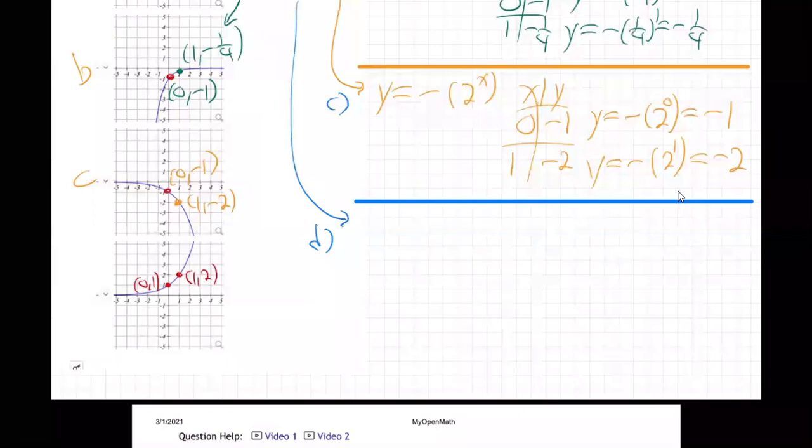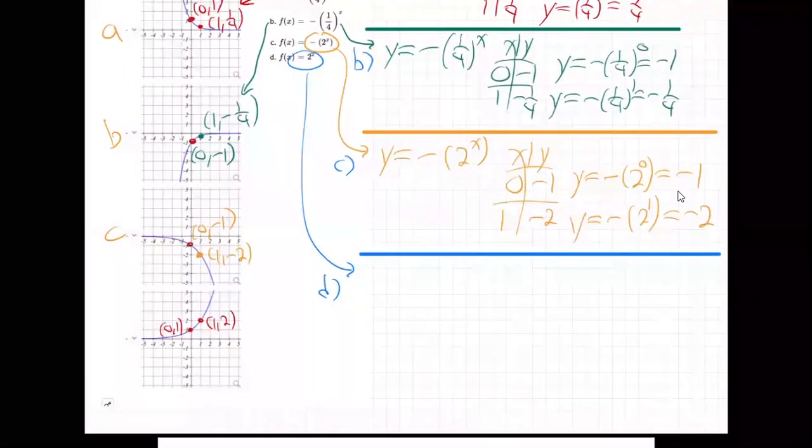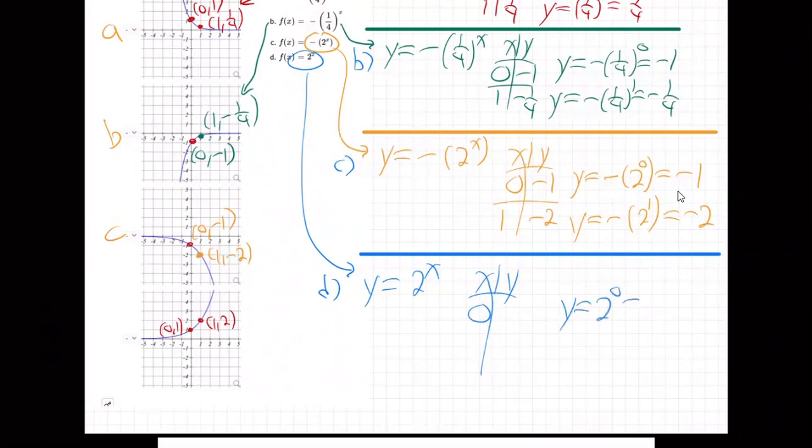And so on D, we have y equals just 2 to the x. So xy chart, put in a 0. 2 to the 0 is 1. Anything to 0 power is 1. And plug in 1. 2 to the 1 is just 2. So over 0 up 1. Yep, over 1 up 2. Perfect. This one's D right there.